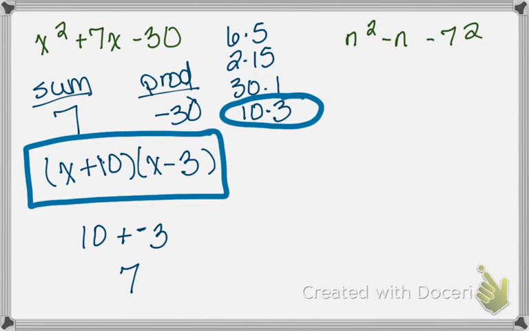And then you check yourself. 10 times -3 is -30. 10 plus -3 is +7. That's how I check myself.